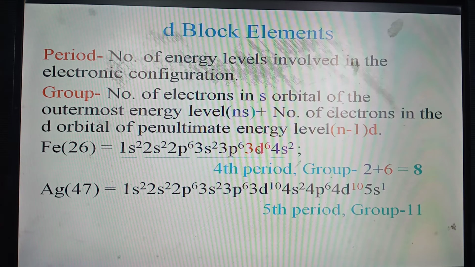Now how will you determine the number of the group? You have to count the number of electrons in the s orbital of the outermost energy level. The outermost energy level's s orbital contains 2 electrons, and the penultimate energy level's d orbital contains 6 electrons. So the group number will be 2 plus 6 is equal to 8. That is, iron is placed in group 8 and period 4, that is the 4th period.